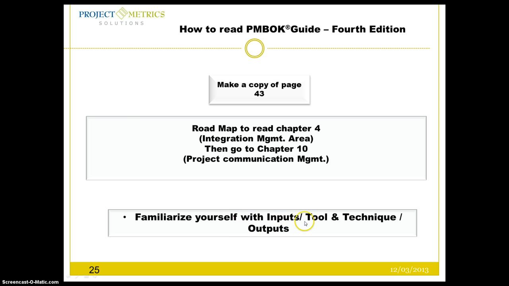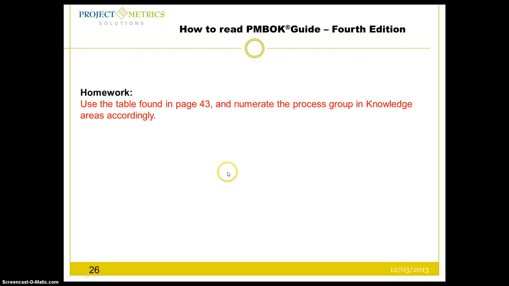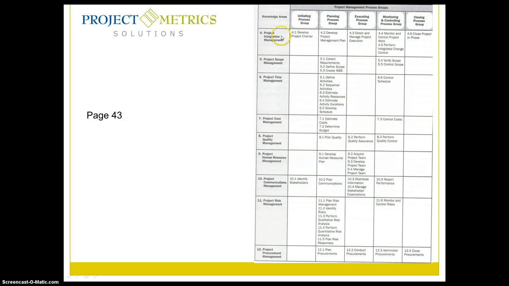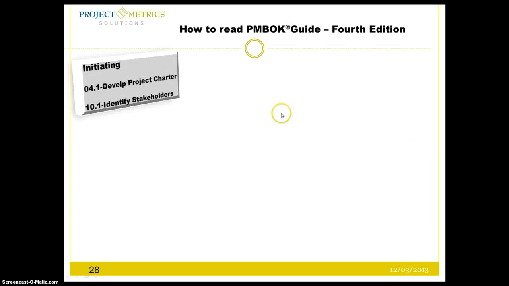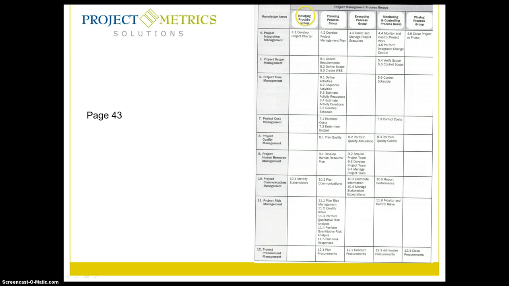Familiarize yourself with the input and output techniques, and this is your homework. Use a table found in page 43 and enumerate the process group in knowledge areas accordingly. You will see here, this is the page 43. Make a copy of it. Take it as an example. So, for example, what in the initiating process group, go enumerate it by yourself. Take this as an example. Take the page 43 as a roadmap, as I said.